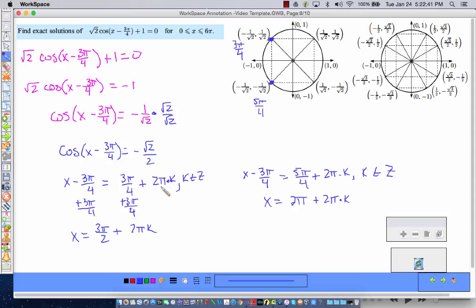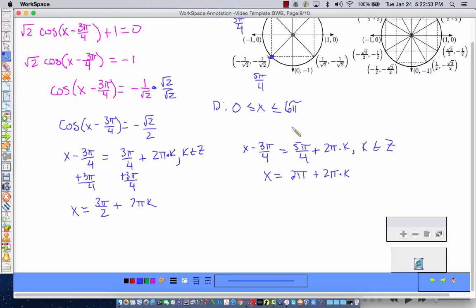All right, so let's check them out. Remember, my domain is for 0 less than or equal to x less than or equal to 6 pi. Okay, so let's think about that. So this becomes easy peasy. So k equals 0, then x is going to be equal to 3 pi over 2 plus 0, because 2 pi times 0 is 0. So we have 3 pi over 2.